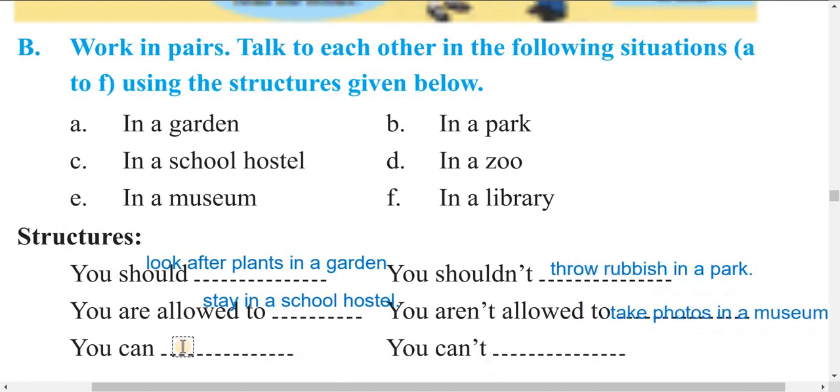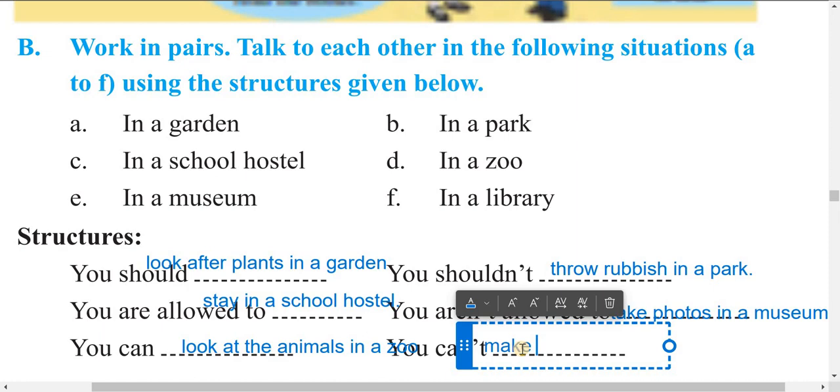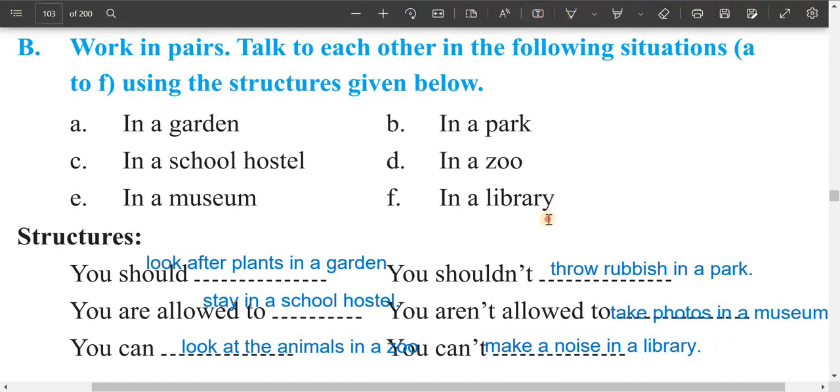Okay. Next one. You can in a zoo. You can take photos. Yes, you can in a zoo. Let's say you can. What can you do? You can look at the animals in the zoo. Finally, you cannot make a noise in a library. Okay, dear students. Now, let's do the next exercise.